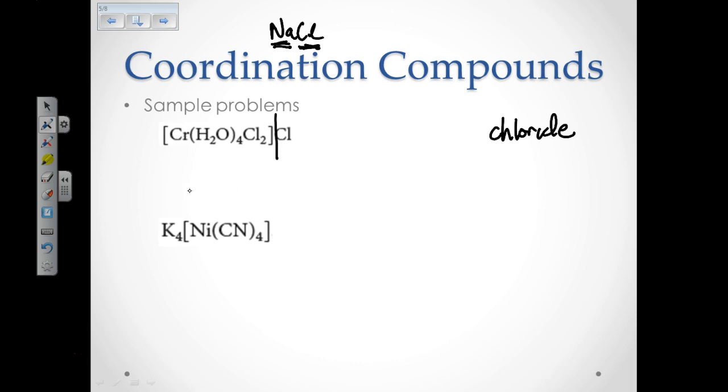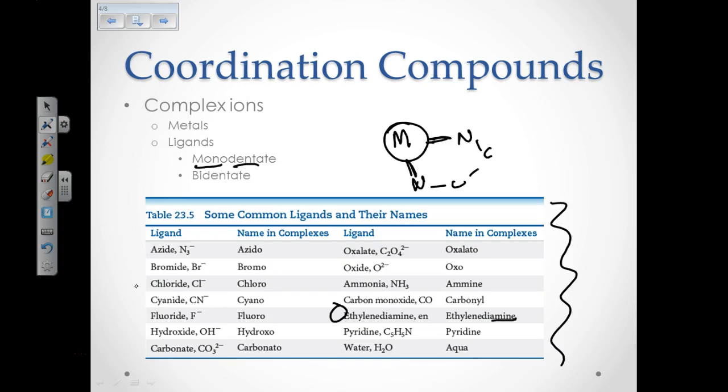Okay, and the same is true if we have a name. We're going to start at the metal, the end of it, and work our way back. You'll see as I have more and more sample problems here. But okay, so Cl is chlorine. So it's chloro, and the other one is aqua.